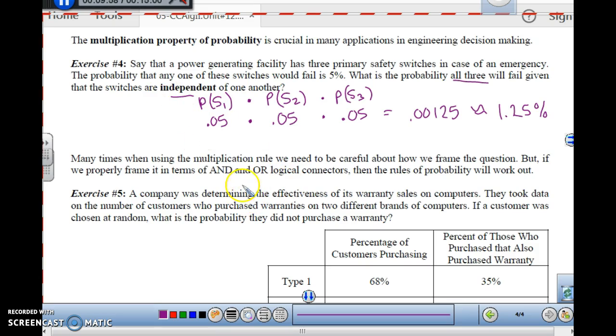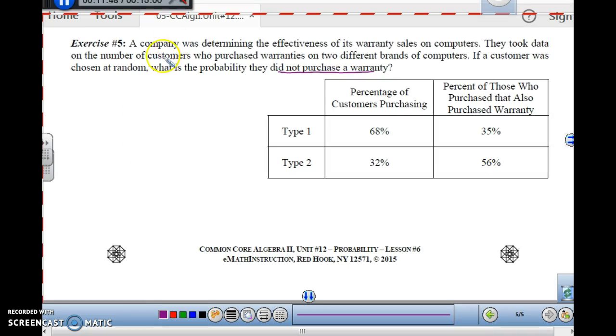Okay, let's take a look at the last one. Many times when using the multiplication rule, we need to be careful about how we frame the question. But if we properly frame it in terms of and or logical connectors, then the rules of probability will work out. All right, let's look at exercise 5.